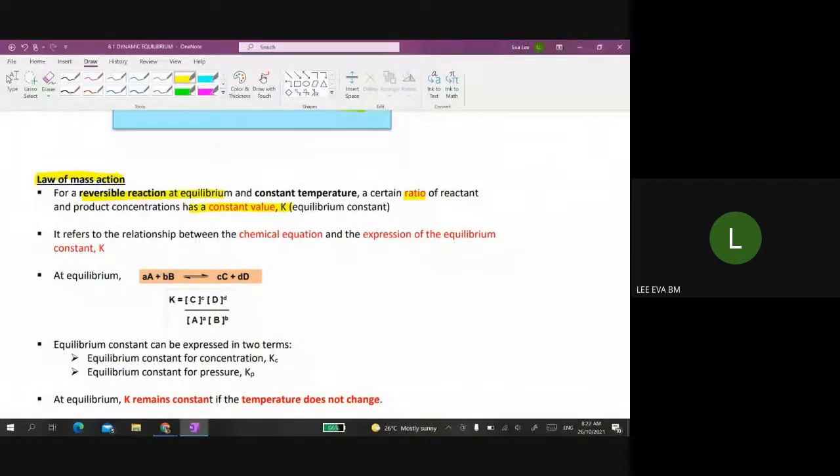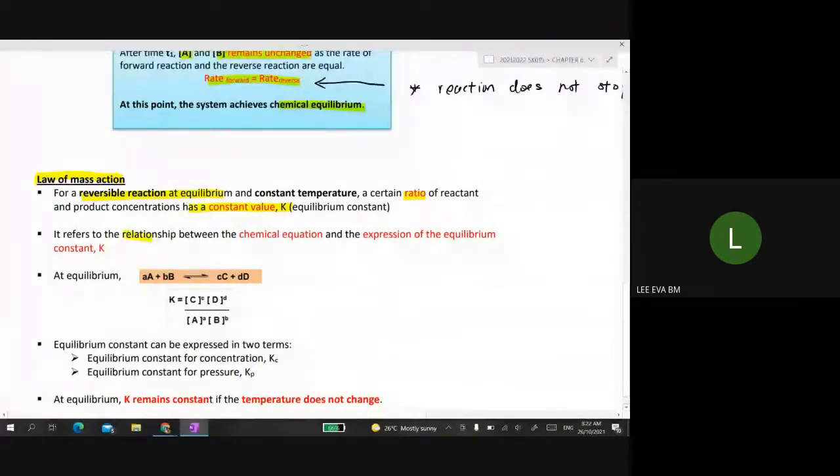In other words, or a second definition to define this law, it refers to the relationship, okay, between the chemical equation and the expression of your equilibrium constant K.